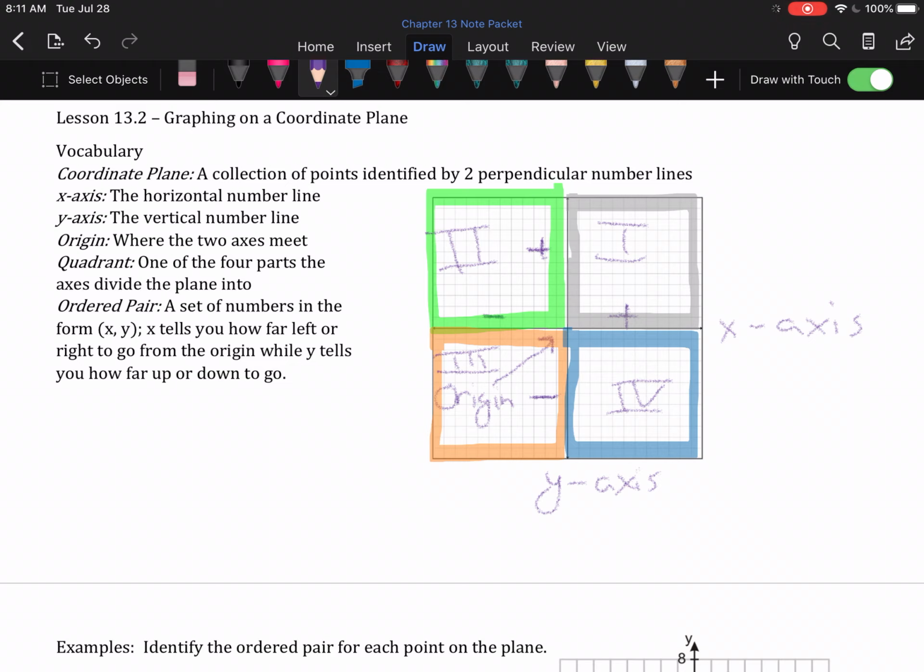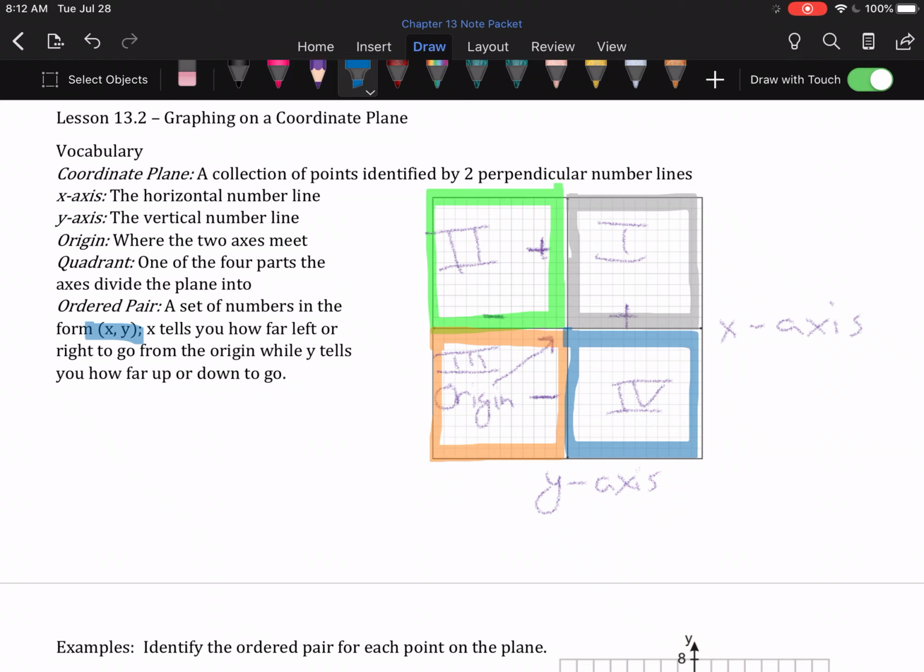And last, an ordered pair is a set of numbers in the form x, comma, y, that's all in parentheses. The parentheses are part of how we know we're talking about an ordered pair. You must put ordered pairs in parentheses to receive full credit. Every year on the Chapter 13 test, 1 or 2 students will write the ordered pairs but not write down a single set of parentheses. You will lose points if you do that.